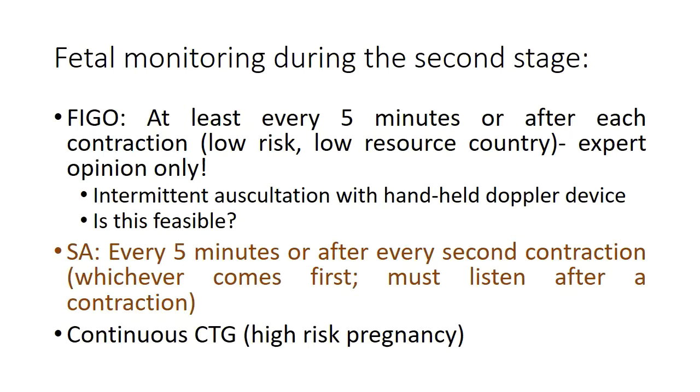If it's a high-risk patient, you can do a continuous CTG, but the CTG during this bearing down phase of the second stage of labour is very difficult to interpret. Usually the best thing to look for there is a direct return to the baseline after every bearing down effort. If there's not a return to the baseline, there might be decelerations. So we do it every 5 minutes or after every second contraction, whichever comes first.